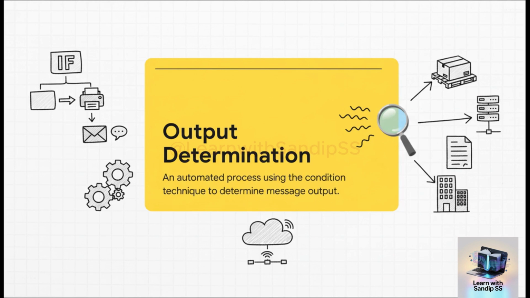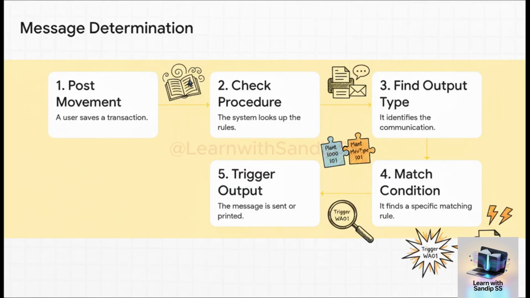Well, output determination is an automated process, and it uses something with a kind of fancy name, the condition technique. But don't let the jargon scare you off. Just think of it as a really smart set of if-then rules. If this specific thing happens, then the system does that specific thing. It's the brains of the operation, deciding what to send, when to send it, and how. And all of this happens in the blink of an eye.